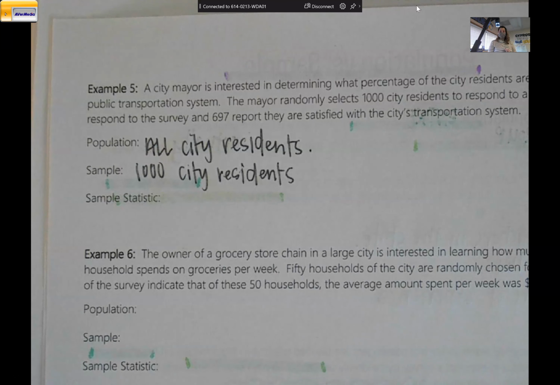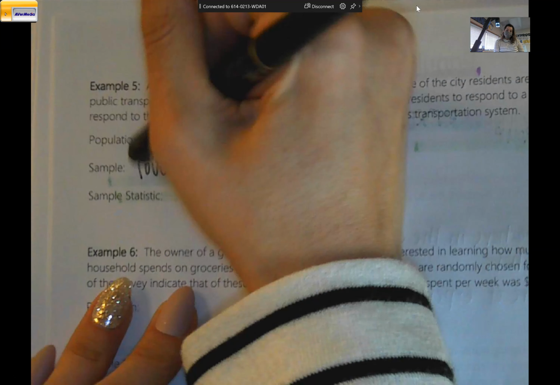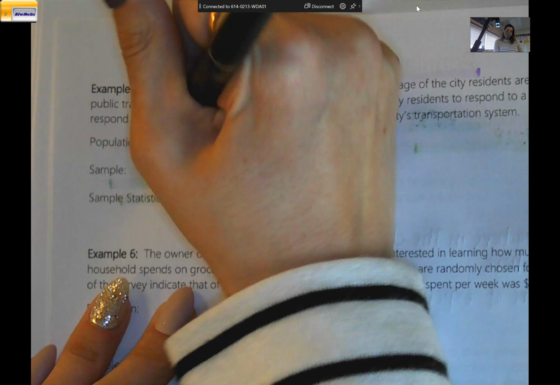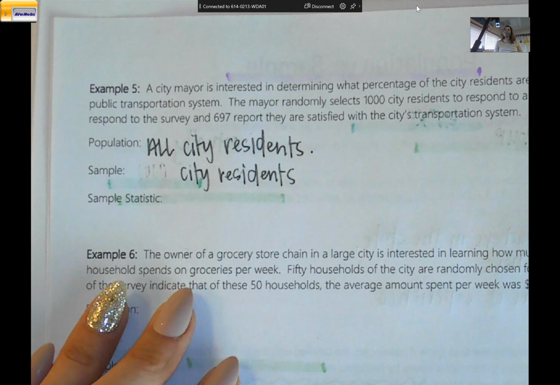823 residents respond to the survey, and 697 report they are satisfied with the city's transportation system. So this one actually is a little tricky. Our sample size isn't really 1,000. What is it really?